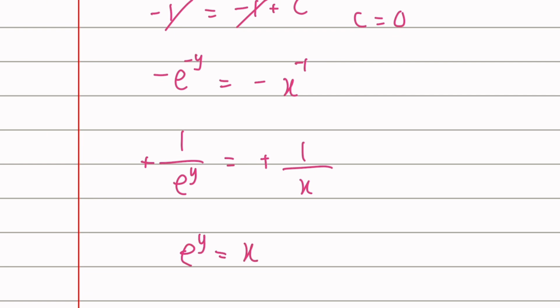If I take ln on either side, I get y outside the ln, because that's the power coefficient rule, which equals ln x. Ln e is equal to 1, therefore y equals ln x.